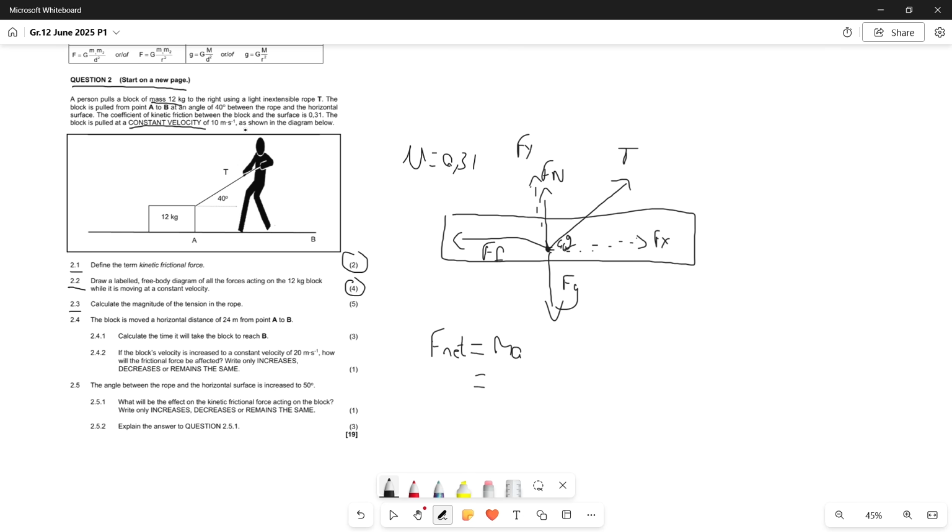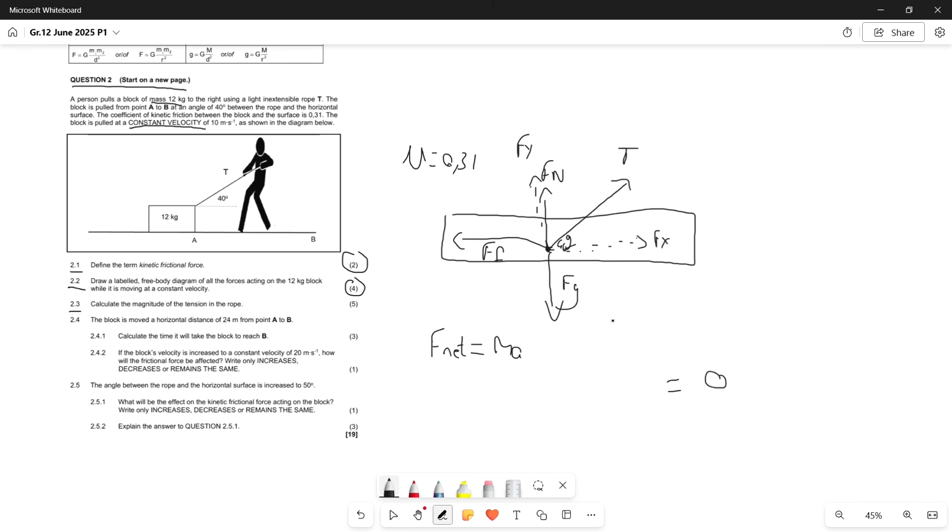10 meters per second to the negative 1 is our velocity, but it is constant, which means there is no acceleration, which means our mass times acceleration is 0, because 12 times 0 is 0, which means we just have to work with the F net for our horizontal plane on this side as we unpackage it.